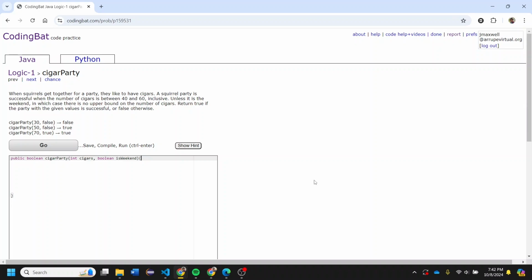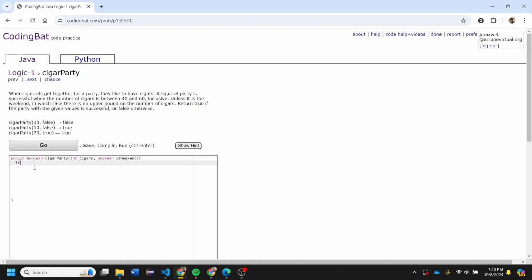When squirrels get together for a party, they like to have cigars. Yuck. A squirrel party is successful when the number of cigars is between 40 and 60 inclusive, unless it's the weekend, in which there's no upper bound on the number of cigars. Yeehaw. Return true if the party with the given values is successful, or false otherwise. So here we go. Notice the signature. It has a boolean return type, and cigars and isWeekend coming in as parameters.